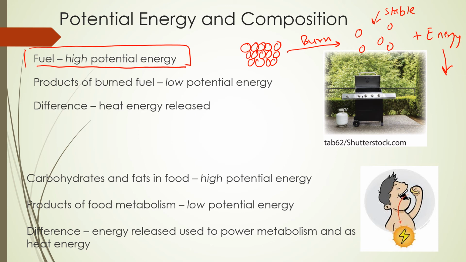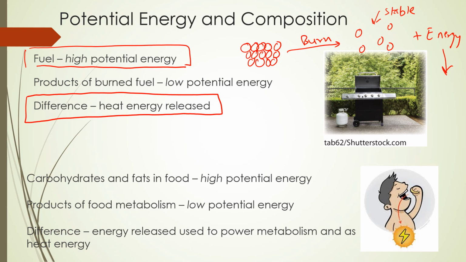The burning of fuel is a process in which we release that energy, and the same process makes the fuel particles go from a high potential energy position to a low potential energy position, so they become stable. So the difference in going from high potential to low potential is the heat energy released.